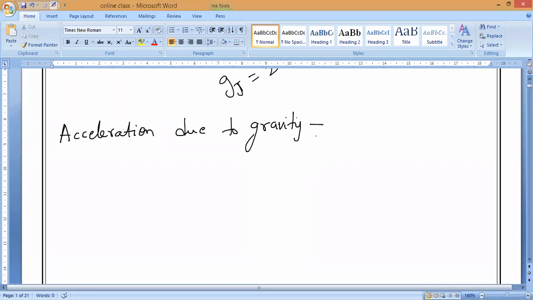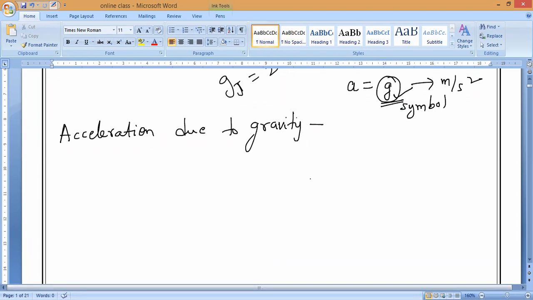Acceleration due to gravity, you don't know the symbol and you are saying units. Acceleration due to gravity we call G, correct? Instead of A, we write G. The units are meter per second square. This is called the symbol. How many times should I say it? Acceleration due to gravity we represent with G.